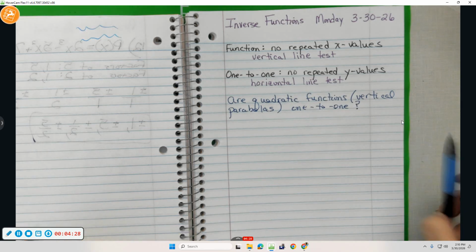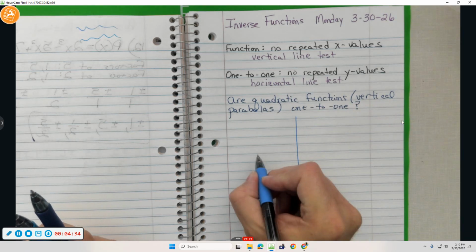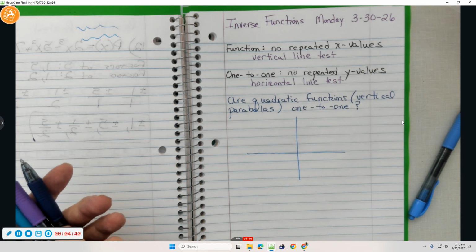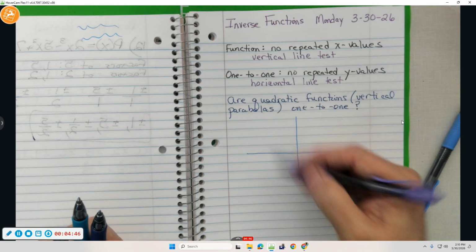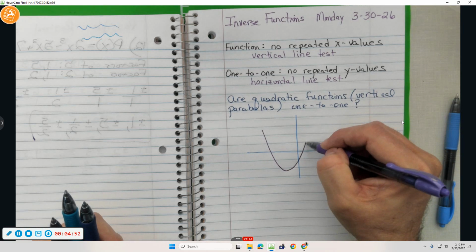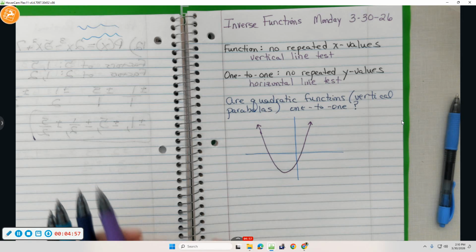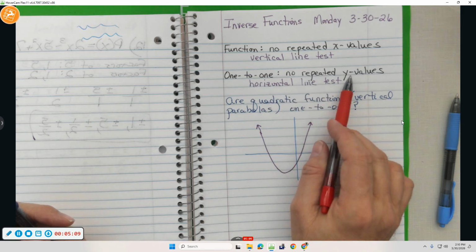And to answer this, I'm just going to sort of draw a generic quadratic function, and let's see, I think I'll use the vertex below the x-axis. So open it up. Let's suppose we have a quadratic function opening up. The question is, are quadratic functions 1 to 1? Well, 1 to 1 means no repeated y values.